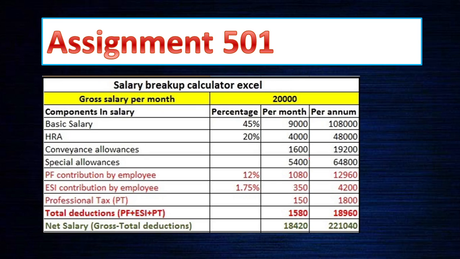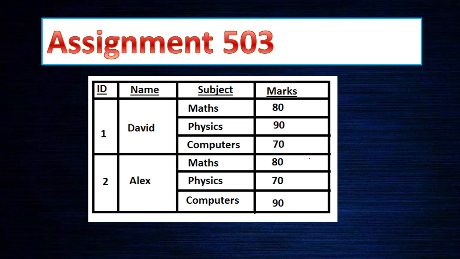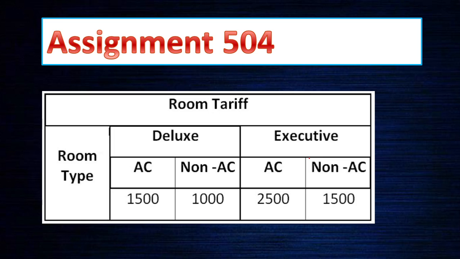Assignment. We have given some assignments here. Write down this, or if you have some tables in your textbooks, or in a newspaper, or you see some tables somewhere, write them down and try to do the same. This is the first assignment. This is the second one. Please write down this and try to get the result. This is the next one. So another one.